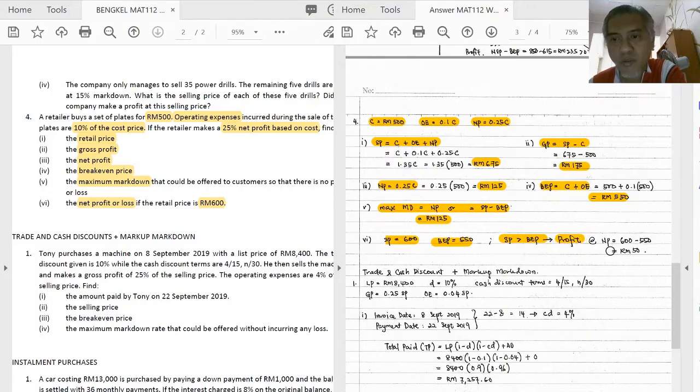So how much is the profit? The profit is simply the selling price, 600 ringgit, minus the break-even price, that is 550. So you get the net profit to be a positive value, that is 50 ringgit. So in this case, if the price has been lowered from 650 to 600, the retailer still gains a profit of 50 ringgit. Okay, so that is the solution for question number 4.